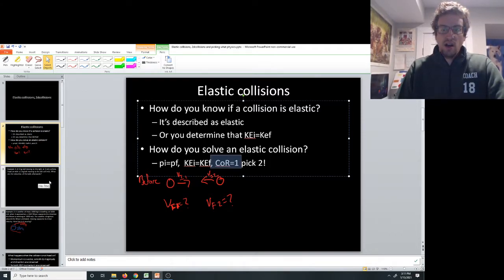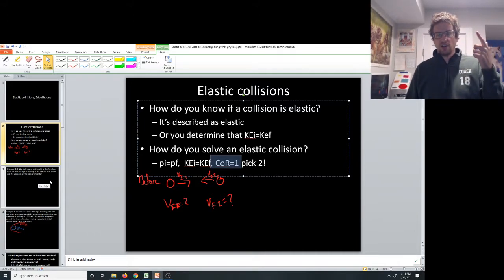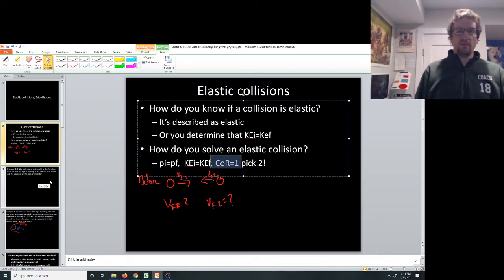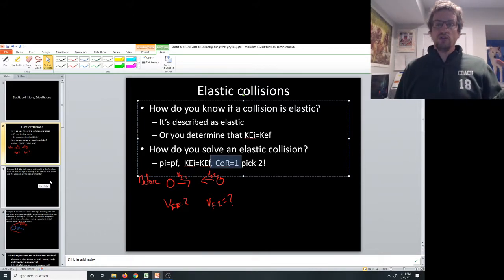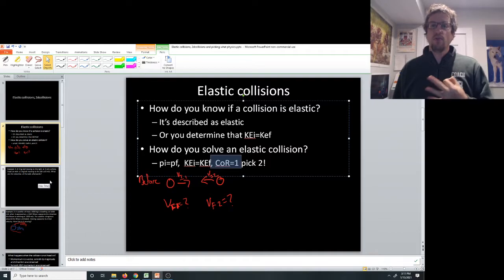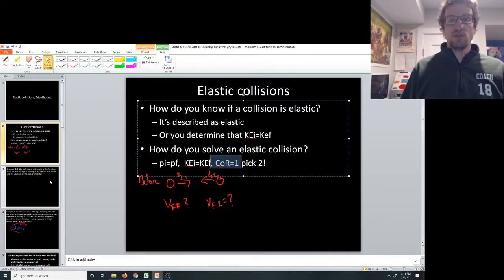So the nice thing about elastic collisions is that if you have a collision, there's initial velocity of object A, initial velocity of object B, final velocity of A, and final velocity of B, 4 variables. In the inelastic collisions, you could only solve that if you knew 3 of the 4 velocities. Okay, in an elastic collision, you can actually do it only knowing 2.